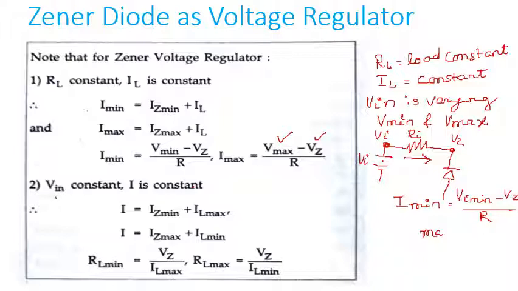In the second case, load regulation, Vin is constant, so I becomes constant. But Iz varies between Iz minimum to Iz max, and IL varies between IL max to IL min. So RL minimum, load resistance minimum, is Vz divided by IL max, and RL max is equal to Vz divided by IL min.